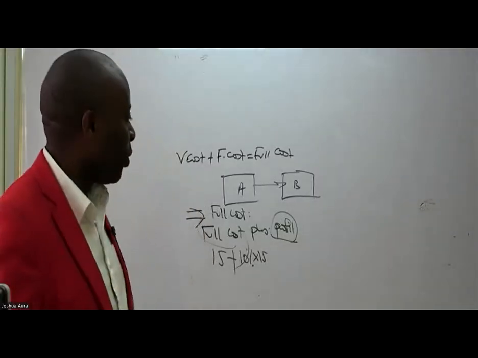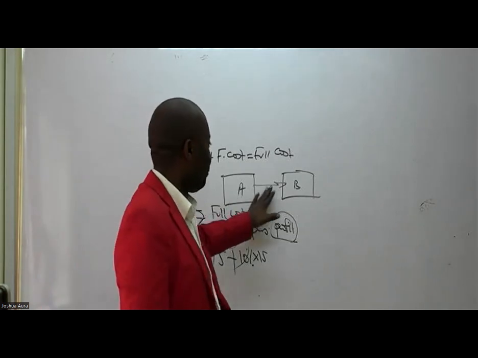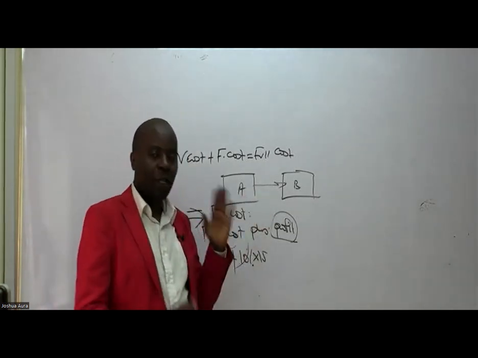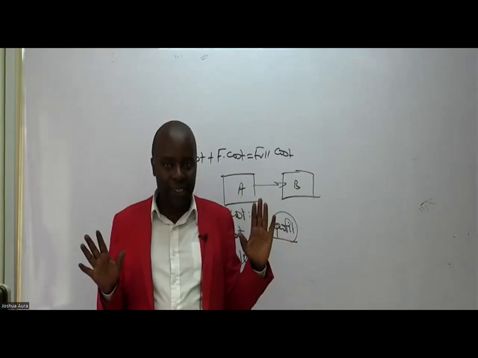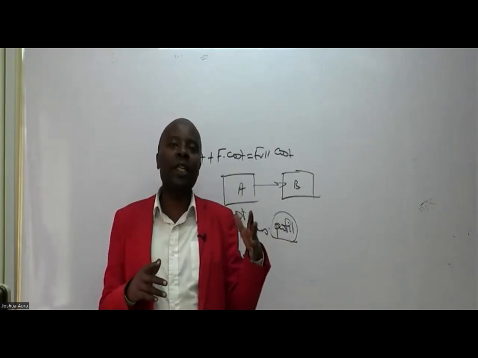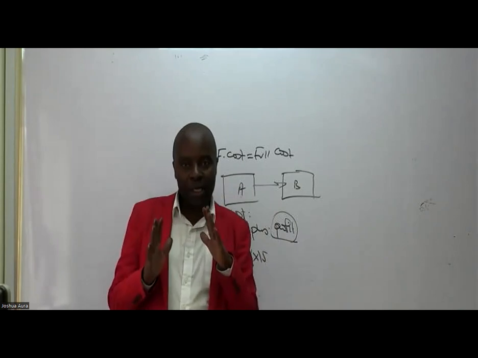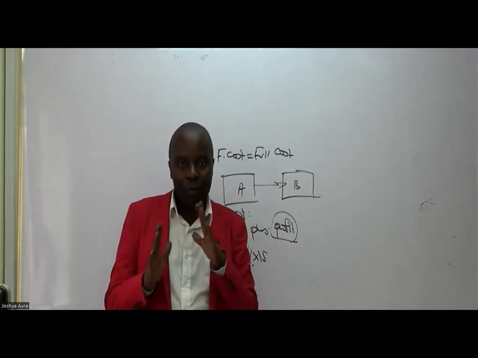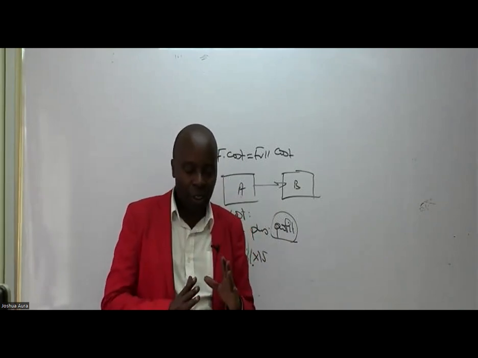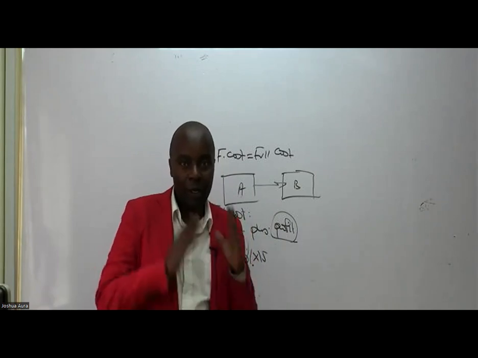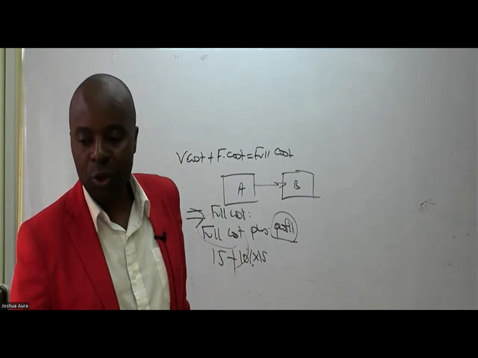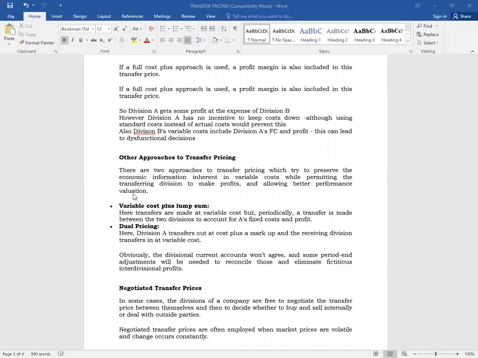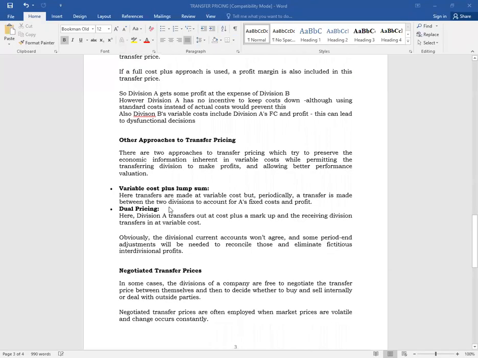So under variable cost, we shall just tell A to sell their goods to B at variable cost only. And then like quarterly, we shall be looking at you guys. We know that you've not been able to recover your fixed cost. So quarterly, we give you a lump sum amount every quarter. So we are told, ladies and gentlemen, that variable cost plus lump sum.